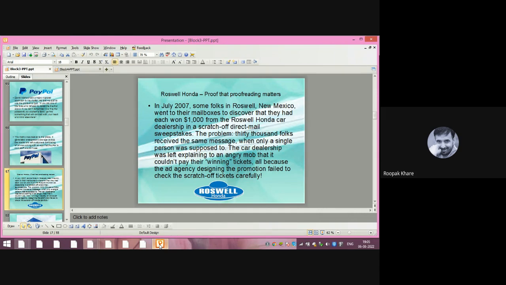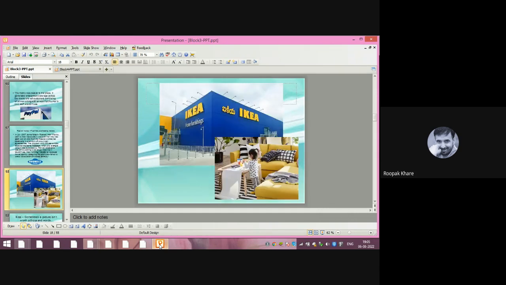There is another company called IKEA. Now, what happened with them? This company manufactures furnishings, furniture, home furnishings, cushions, and all those things. So, what happened with them? What went wrong? Let's have a look.